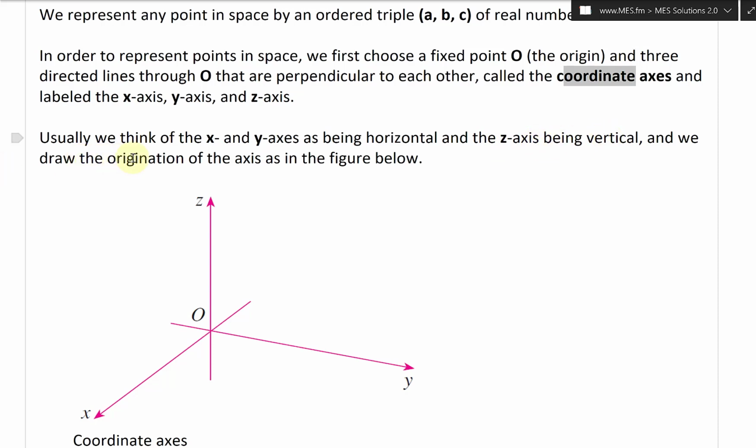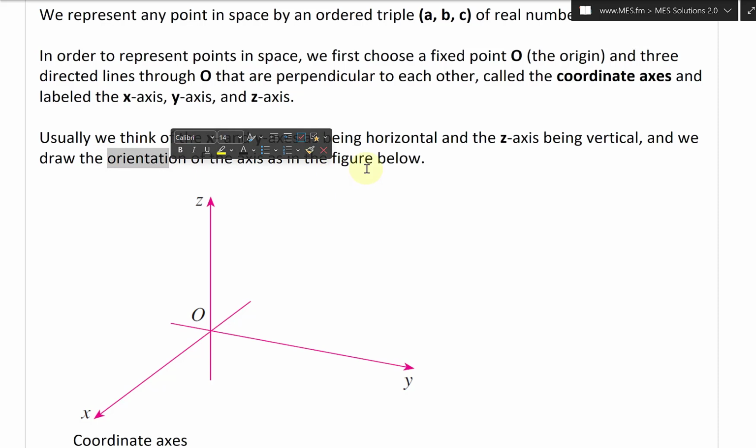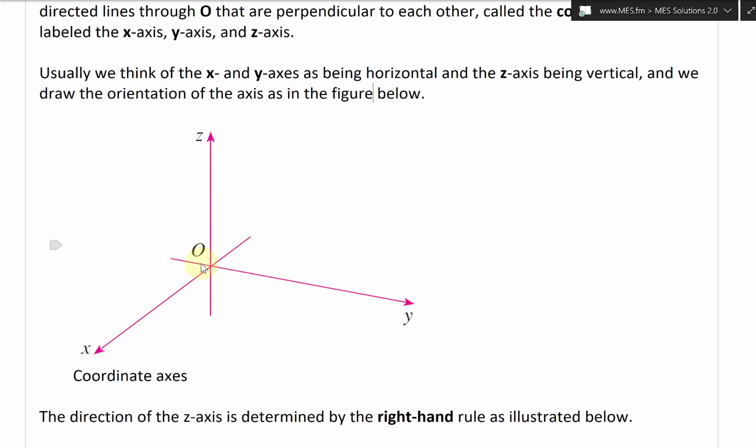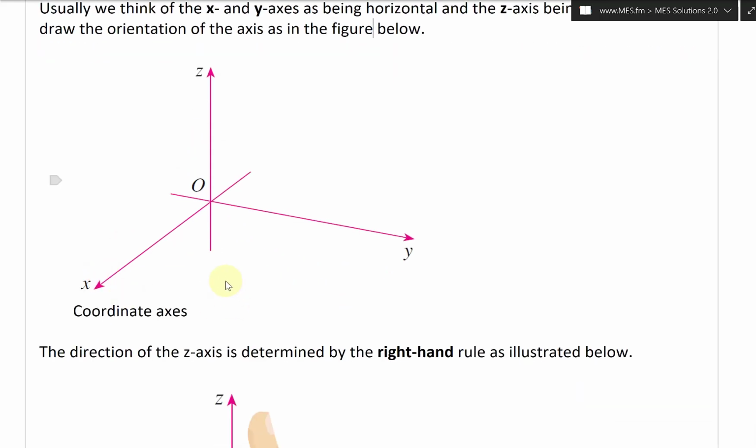And we draw the orientation of the axes as in the figure. So here's how it typically is shown. There's the origin at the center, and then the x and y axes form the flat plane over there, and the z-axis is the vertical over there. So these are the coordinate axes.